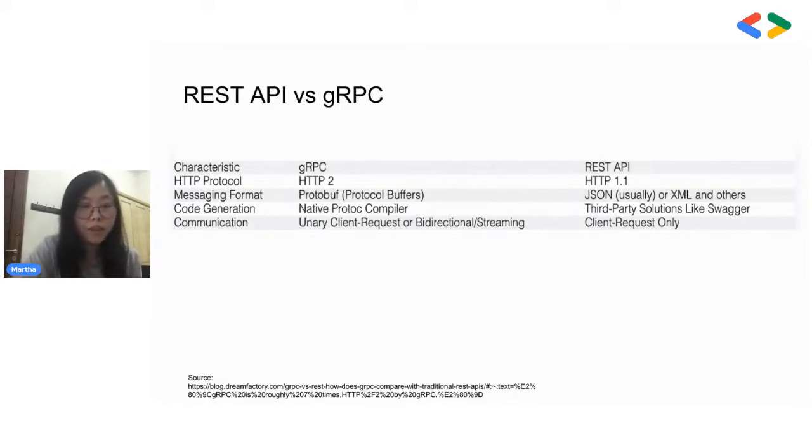gRPC is designed on HTTP2, but REST API is still on HTTP 1.1. For the messaging format, gRPC uses protobuf or protocol buffers, but REST APIs still use JSON or XML and others. In gRPC, they use code generation, which means a native proto compiler, but REST API can use a third-party solution like Swagger. For communication, gRPC uses unary client requests or bi-directional streaming, but REST API only uses client requests.